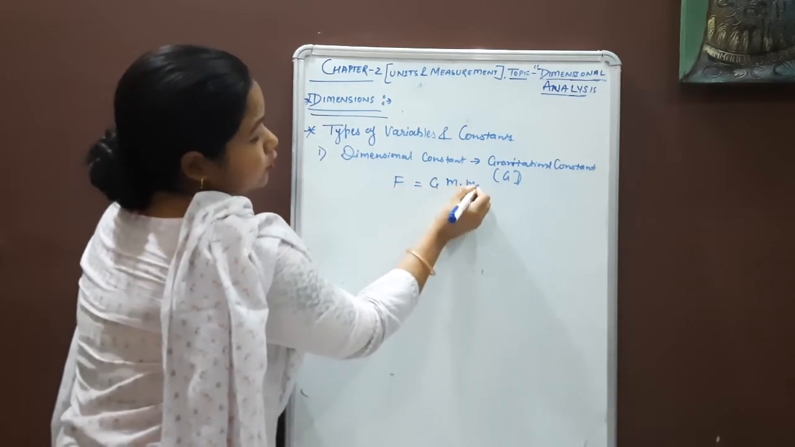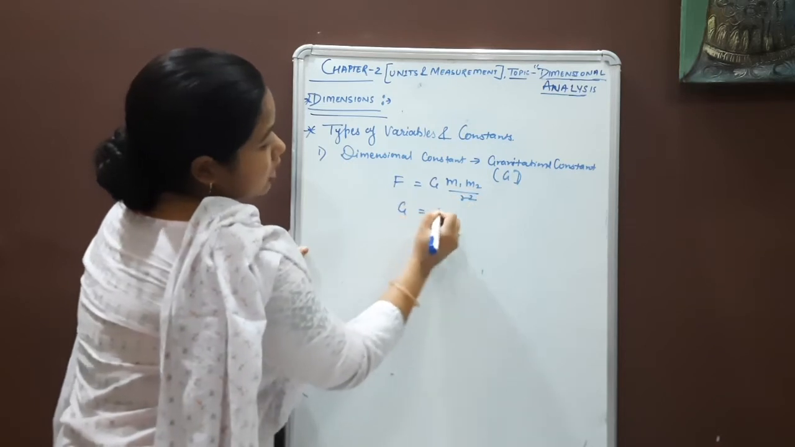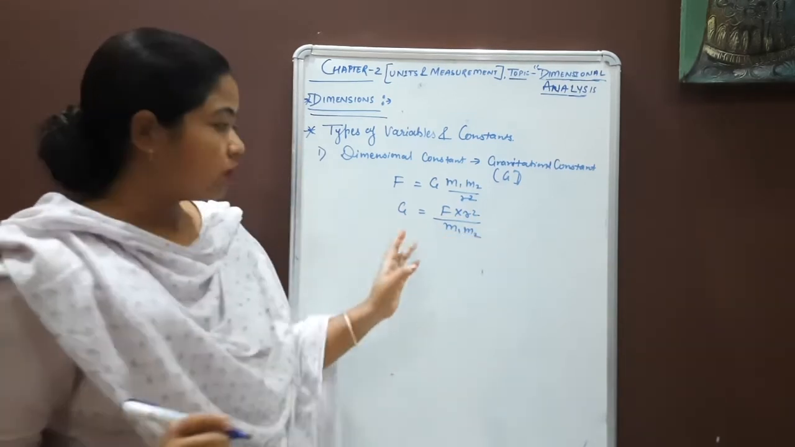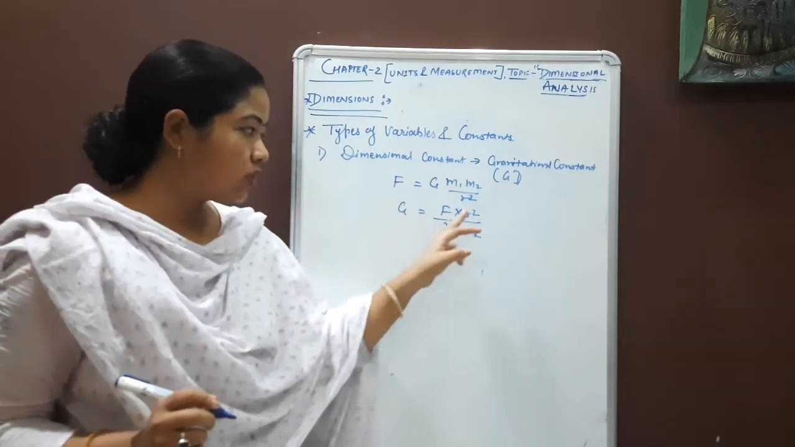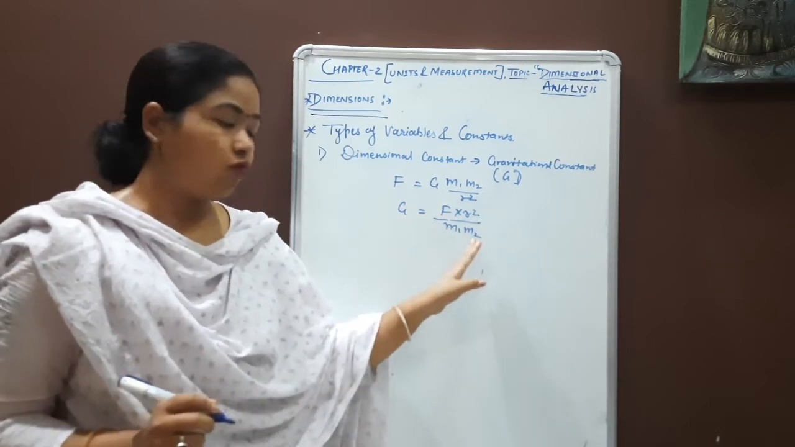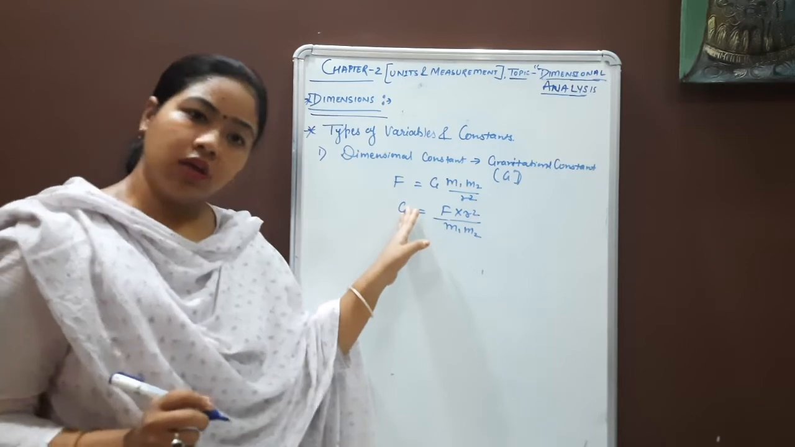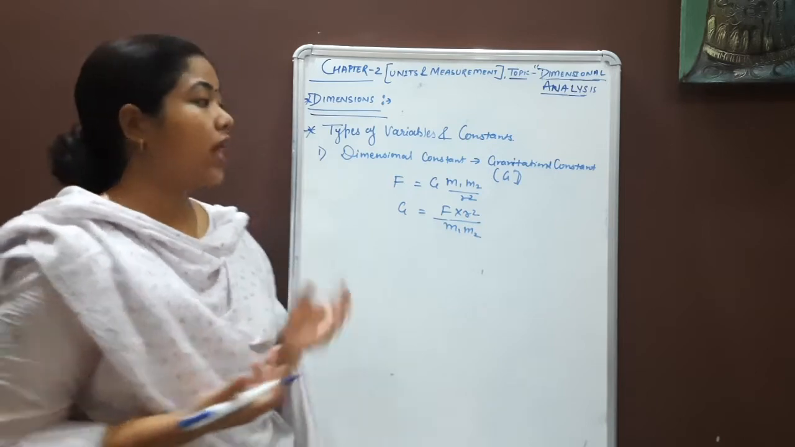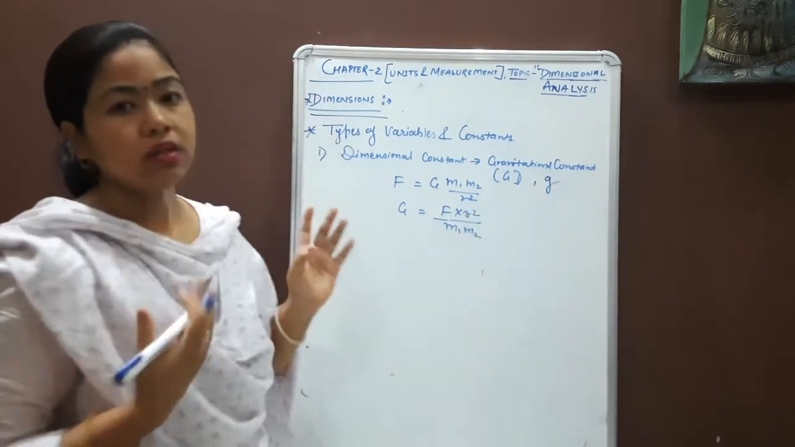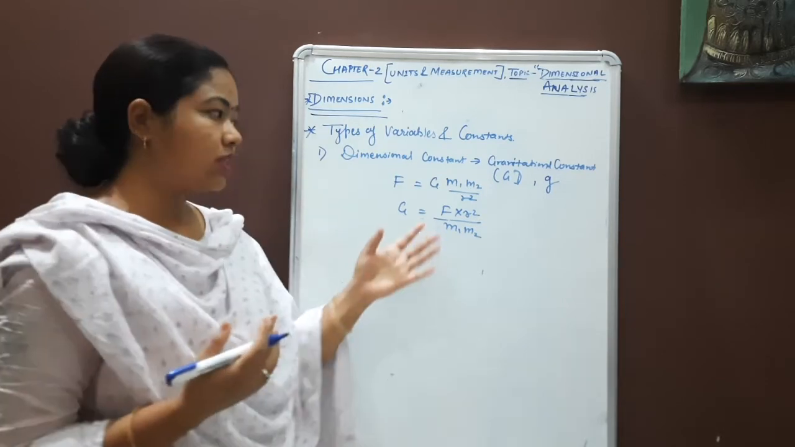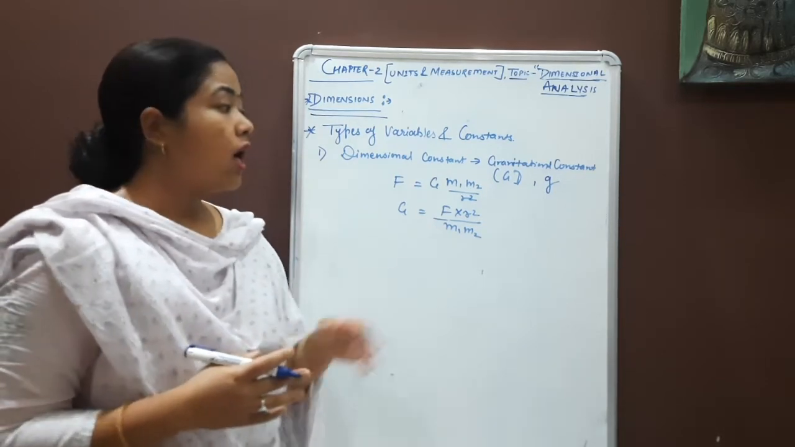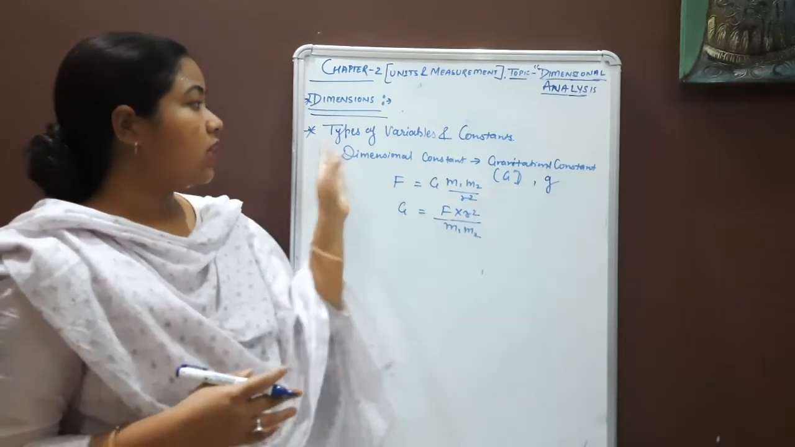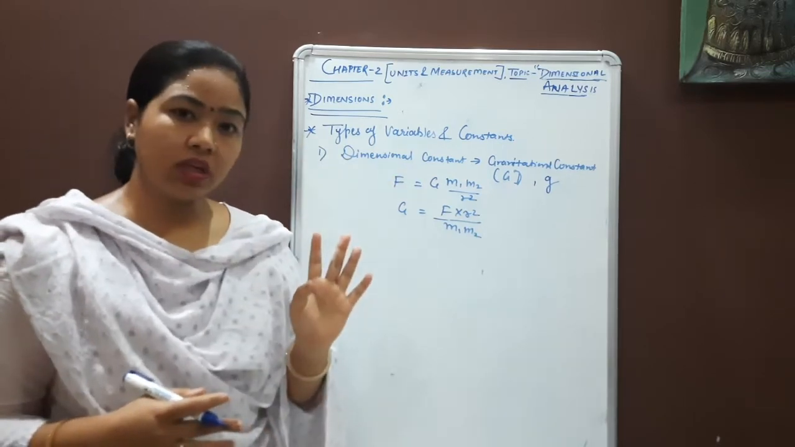G = G m1 m2 upon r square, so likewise G equals F into r square upon m2. With the help of the dimensional formulas of force, radius and masses, we can calculate the dimensional formula for the gravitational constant. Likewise, we have the acceleration due to gravity, that is small g. The value of small g is always constant, that is 9.8 meter per second square, but still we have a dimensional formula for small g. All these types of constants are in the category of dimensional constants.